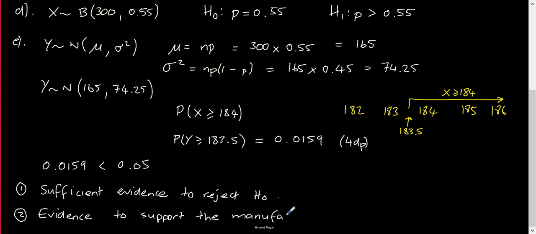Now, don't skimp out on these explanations, okay? You need to write the two. You need to write the mathematical conclusion, whether or not you can reject H0, but you also need to write the contextual conclusion. What does it mean for the real life problem?